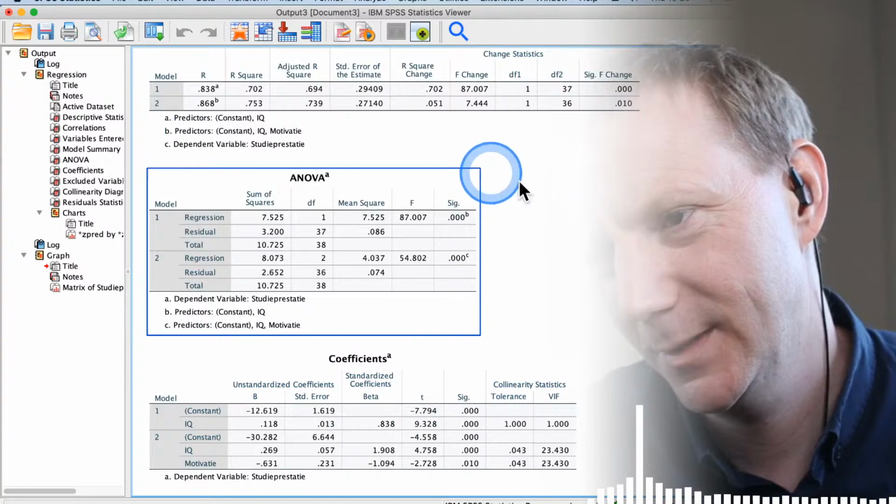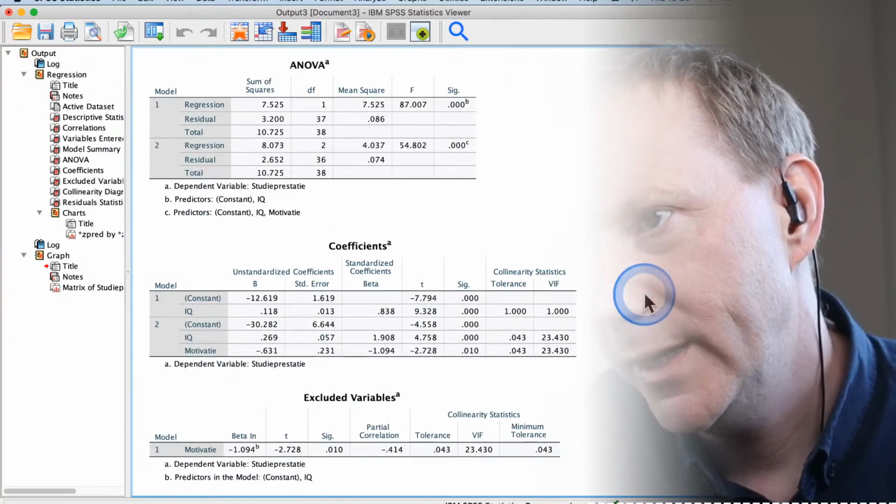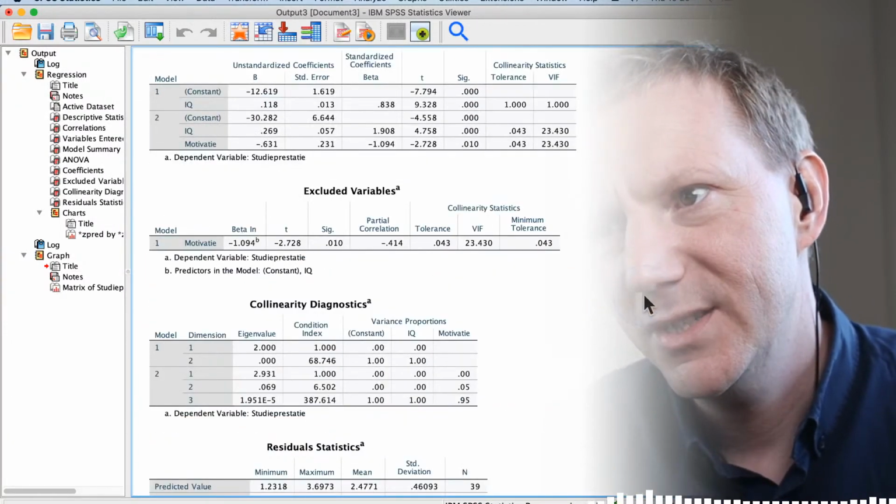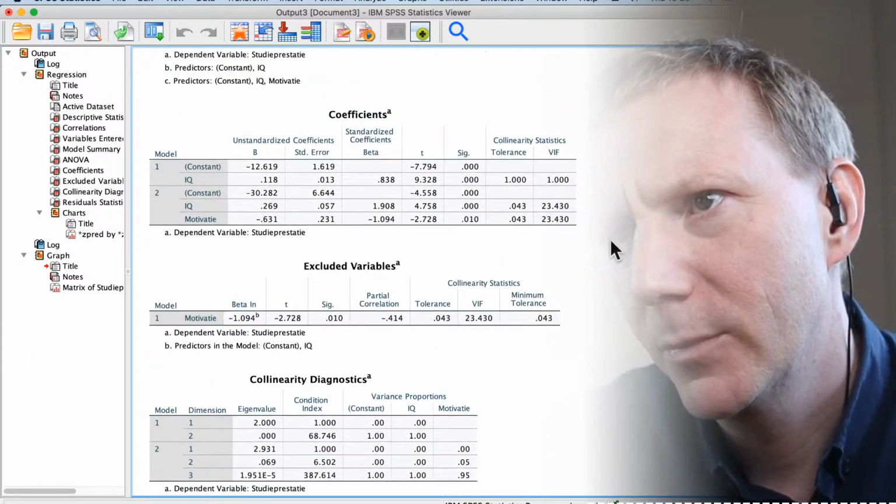Yeah. Okay, so we go after this into some of the diagnostics.